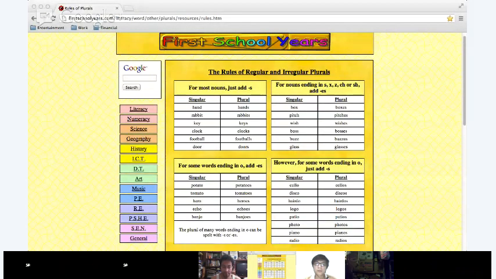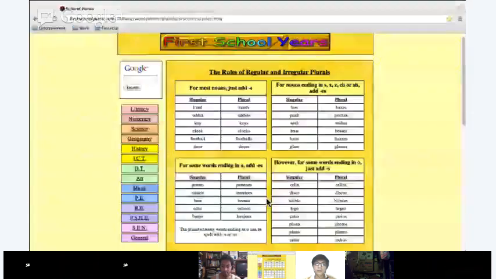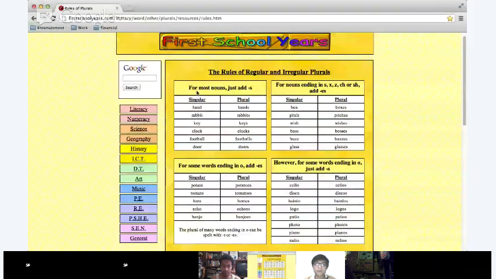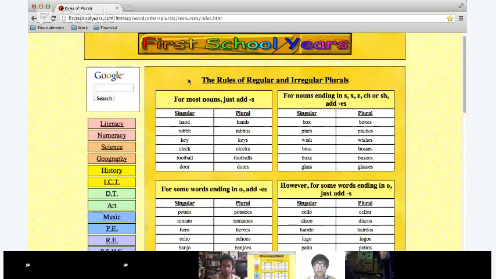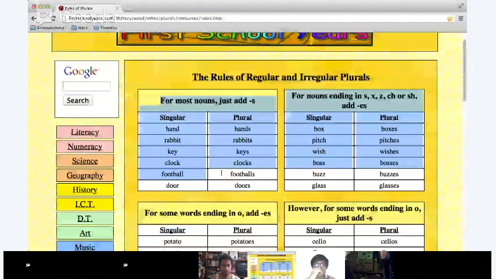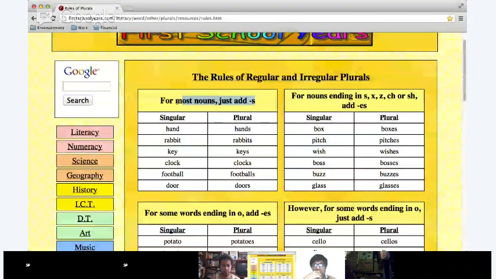This hour we're going to start over on the right-hand side with Yasin. Yes, teacher, I'm here. Yasin, let me have you read, and let me zoom in just a bit. Let me have you read this first box where it says, for most nouns, just add S. Let me have you read singular and plural and read everything in both of those columns.